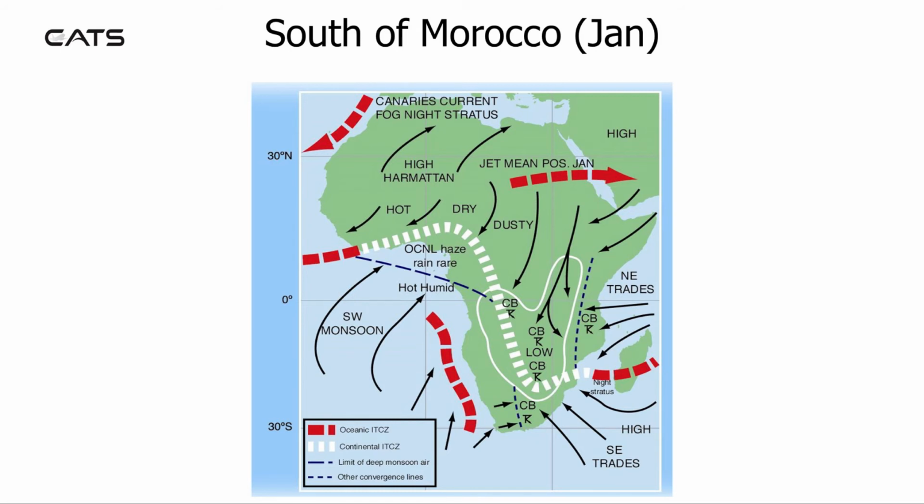The mean jet position will be travelling through Morocco, Tunisia and Egypt, and of a strength of 80 to 100 knots.